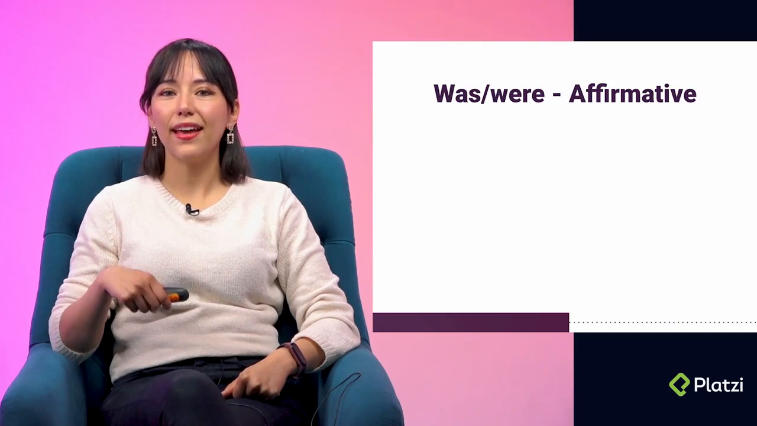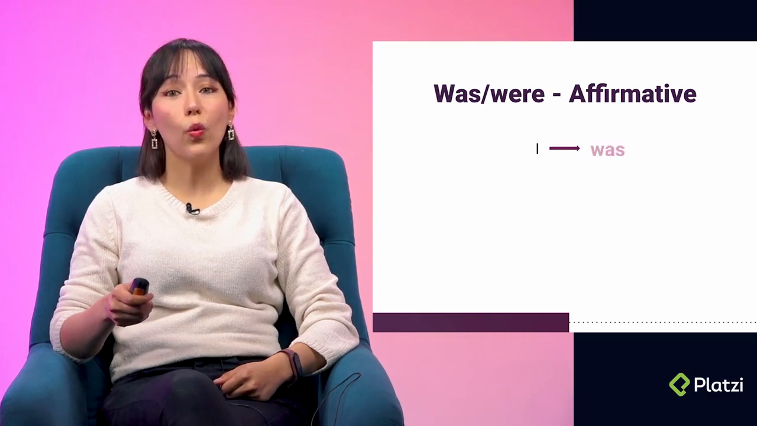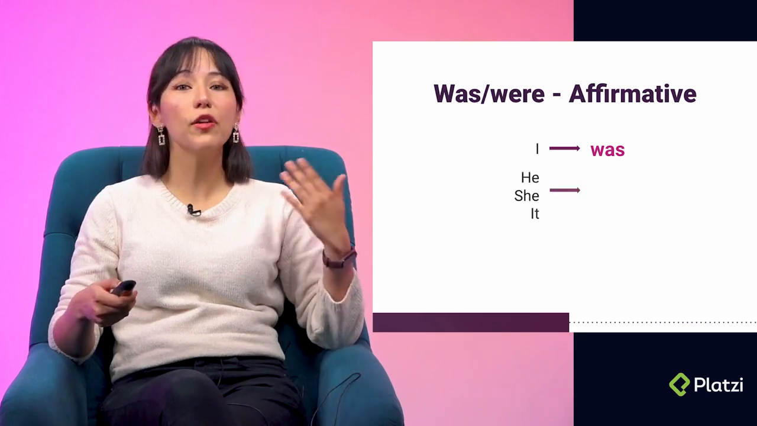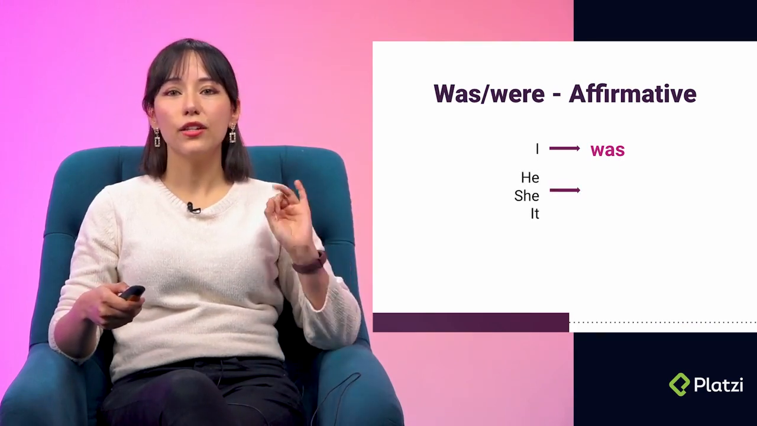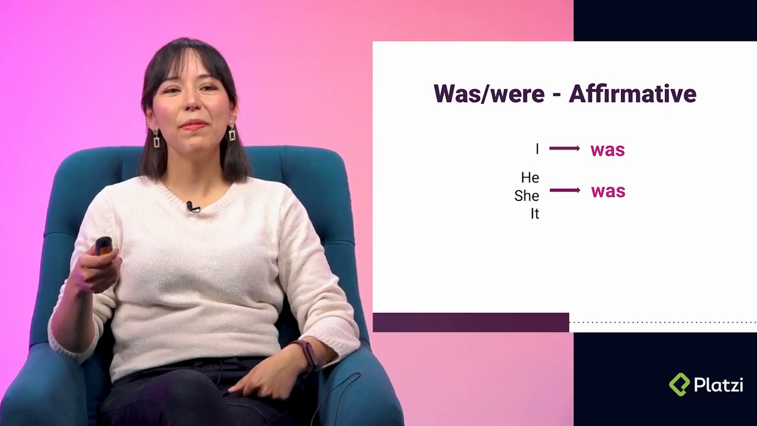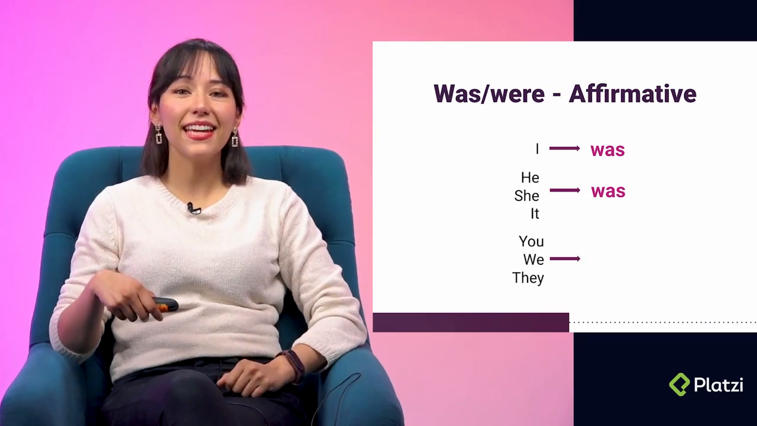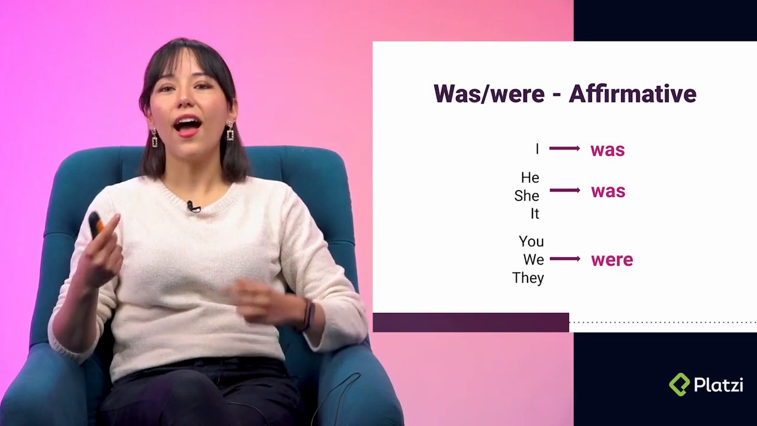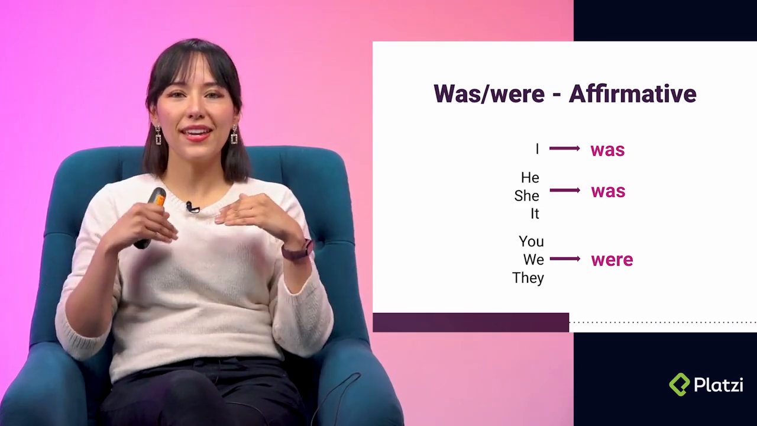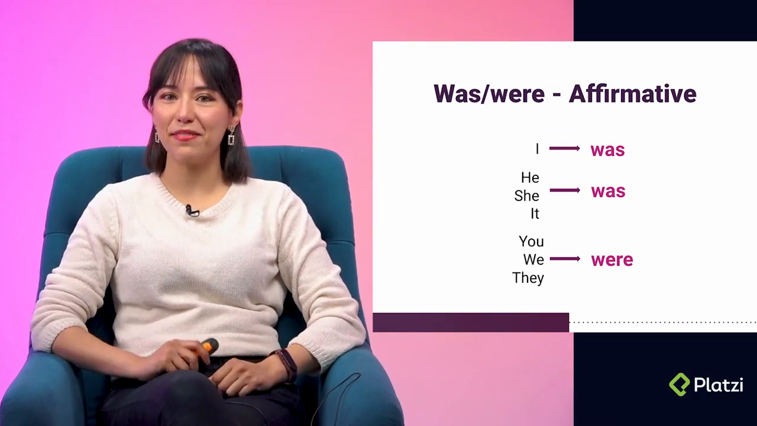If we want to make an affirmative sentence, then I can say, I was. If I'm going to be making an affirmative sentence about another person, using he, she, or it, then I can use was. How about you, we, and they? In this case, we use were. I was, he, she, it was, you, we, they were. Affirmative use of the verb to be in past.